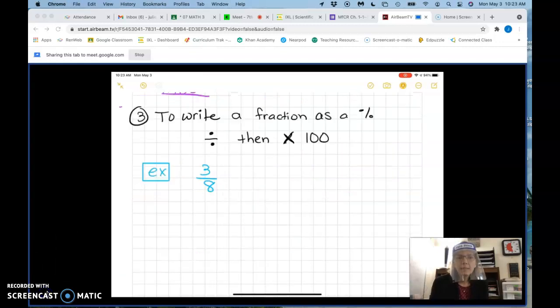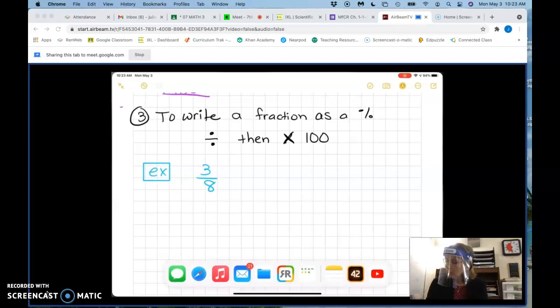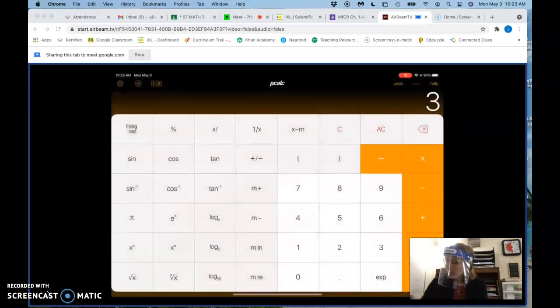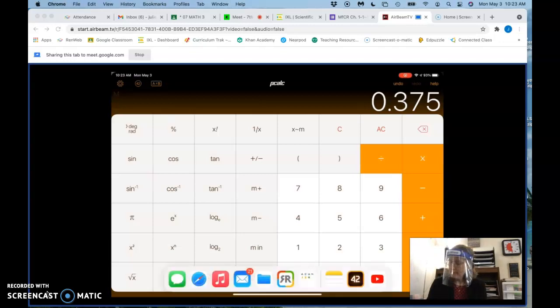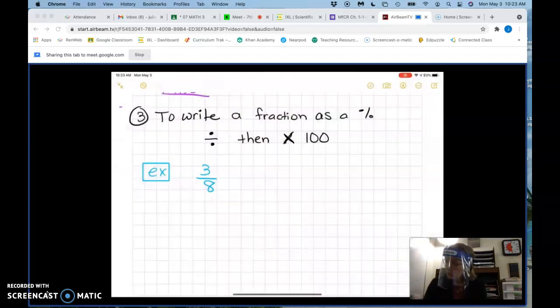All right, so the last thing is to write a fraction as a percent. You divide the fraction, then multiply by 100. So if I divide my fraction, 3 divided by 8, what did I get? 0.375. Thank you. So 0.375. And then my second step is times 100. Thank you, Tiffany.